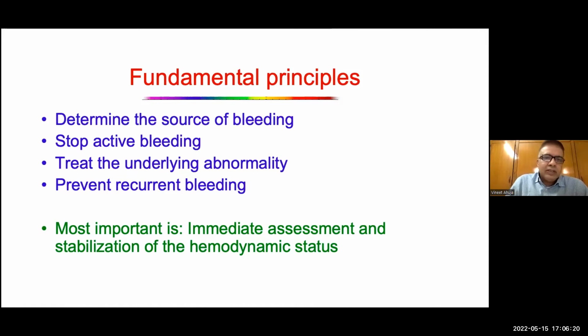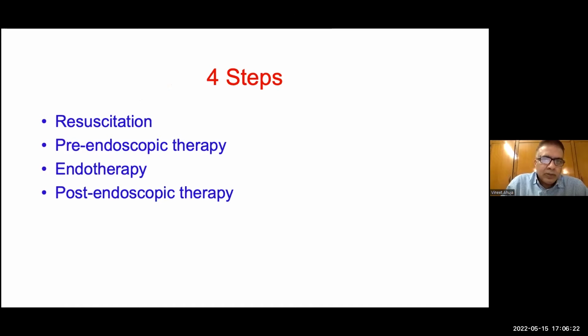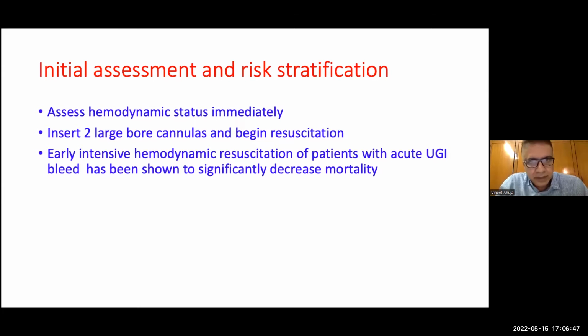So if I convert these four principles into time points, then it would be initial resuscitation, that is the first step. The pre-endoscopic therapy which needs to be planned. And as I told you, endoscopy is the gold standard for diagnosis. So endoscopy and endotherapy would be the third step. And subsequent would be post-endoscopy therapy. So let's go through these four steps for variceal bleed as well as non-variceal bleed. In general, first I'll talk about upper GI.